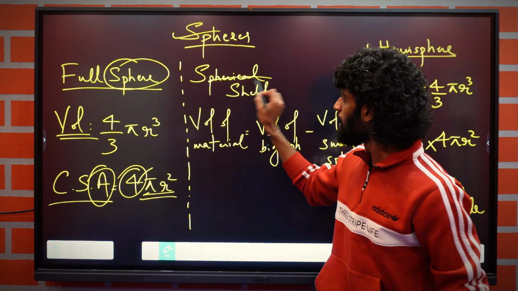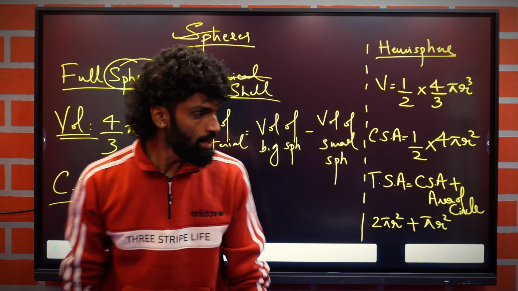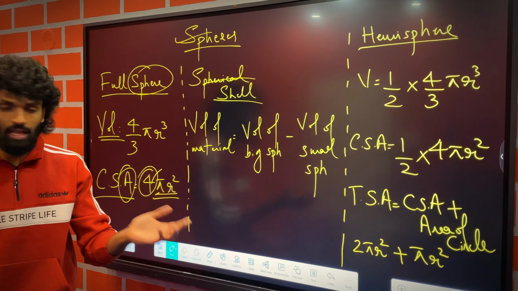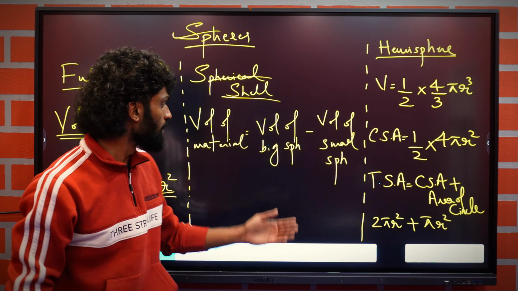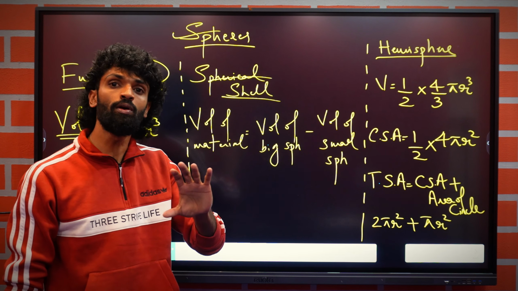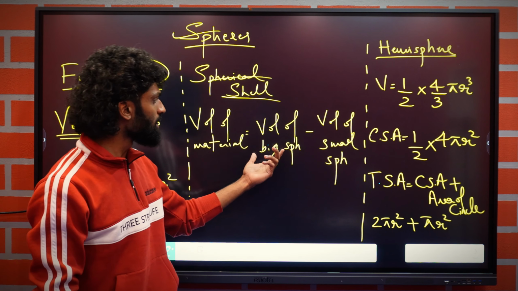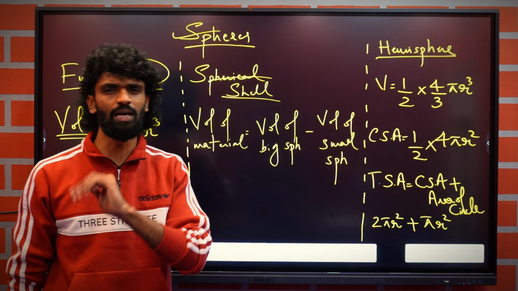Now, spherical shell. Obviously, wherever a shell is involved, there will be 2 layers of sphere involved. One is the outer layer, one is the inner layer. Outer layer and inner layer are nothing but the bigger sphere as well as the smaller sphere. A lot of examples are there.